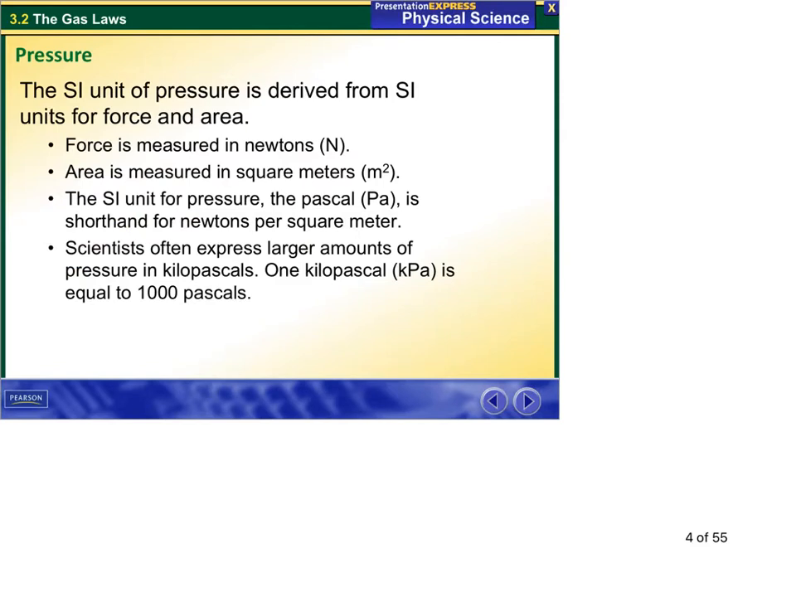The SI unit of pressure is derived from the SI units of force and area. Force is measured in newtons. Area is typically measured in square meters. So the SI unit for pressure, the pascal, is newtons per square meter. Many times we use kilopascals, and a kilopascal is 1,000 pascals, kilo meaning 1,000.